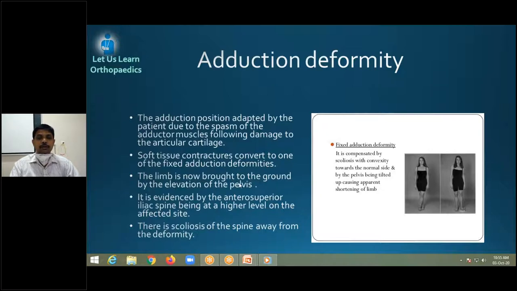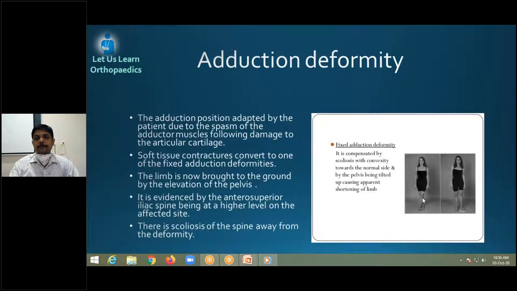The limb is now brought to the ground by elevation of the pelvis. It is evidenced by the anterior superior iliac spine being at a higher level on the affected side. And there is scoliosis of the spine away from the deformity. So what the author is trying to describe here is the fixed adduction deformity. In the first picture in the image here, you see the left hip has been adducted. Why is this happening? Because of the contractures of the medial side of the thigh muscles. So the soft tissue contraction on the medial side of the hip joint will cause the fixed adduction deformity. How is it clinically evidenced? It is evidenced by the anterior superior iliac spine being at a higher level on the affected side.